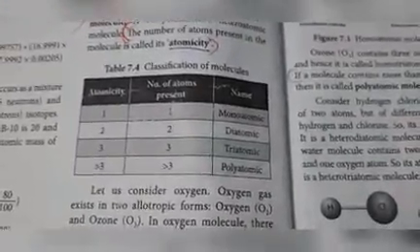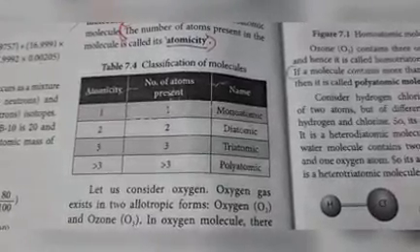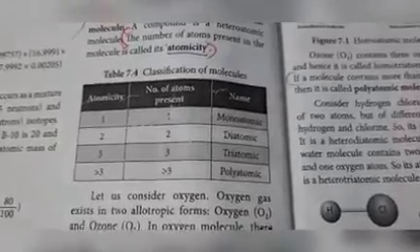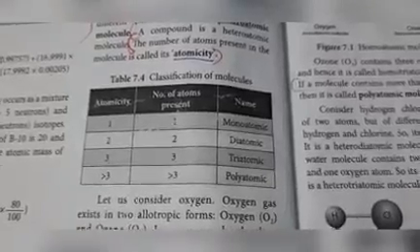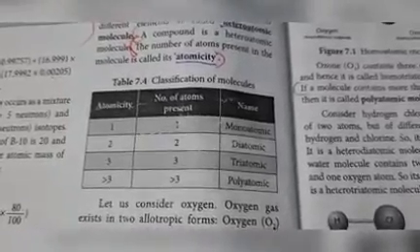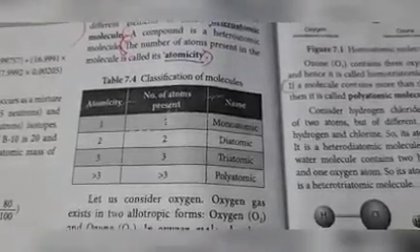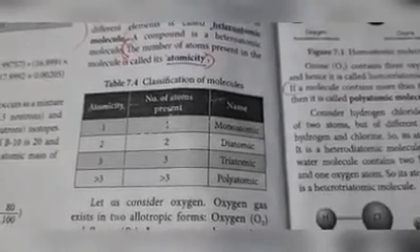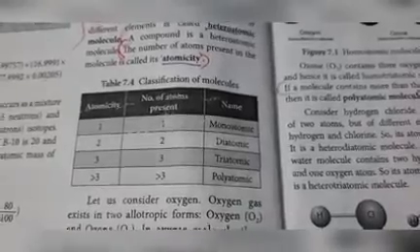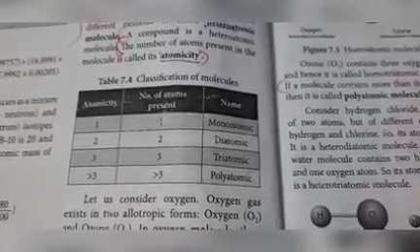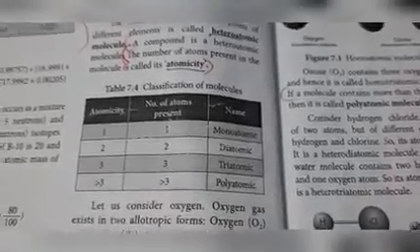One table is given, classification of molecules based on the number of atoms: monoatomic, diatomic, triatomic and polyatomic. Atomicity 1, if the number of atoms present is only 1, is called monoatomic. Atomicity 2 means the number of atoms present in that molecule is 2, that is called diatomic. If atomicity is 3, the number of atoms present in the molecule is 3, that is called triatomic. If more than 3 are present, that is called polyatomic.